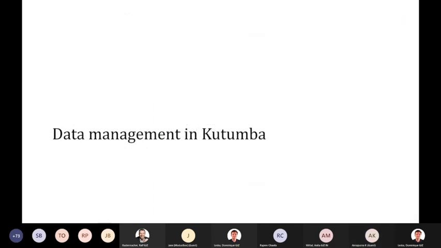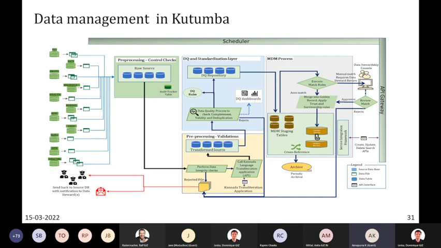Coming to data management in Kutumba, the issues and challenges faced also led to the realization we cannot consume the data as available, but it needs to undergo a data management process, and accordingly a data management structure was created and process was adopted. So on the left hand side you see the various department databases. When the data is received in Kutumba, they undergo some pre-processing and control checks, and audit is maintained of these checks. During this pre-processing, validations are also carried out, and the data is then moved into the standardization layer where the DQ rules, that is data quality rules from the data repository, are then applied.